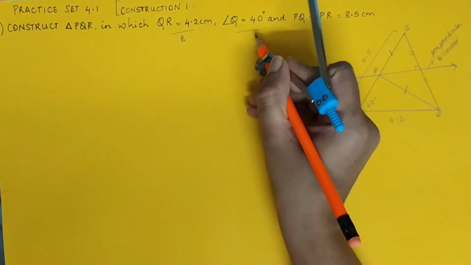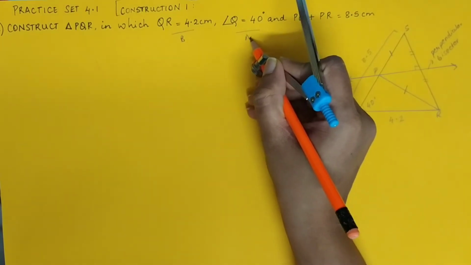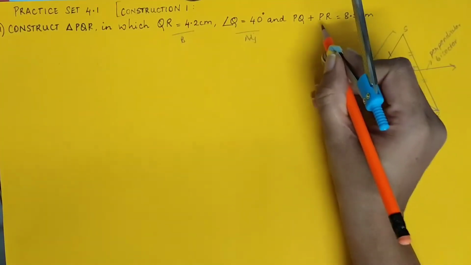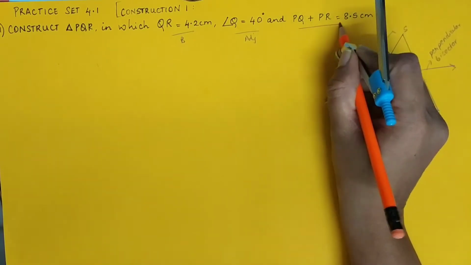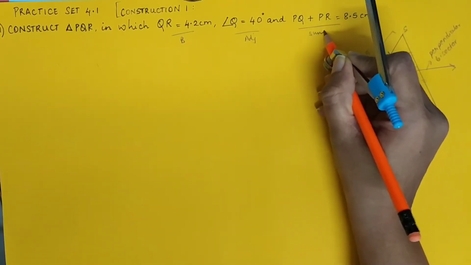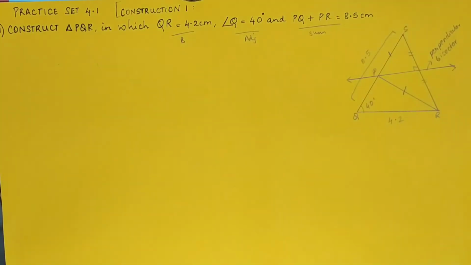The adjacent angle, that's angle Q, is 40 degrees, and the sum of the remaining sides is given to you. The sum of the other two sides, that's PQ plus PR, is equal to 8.5.